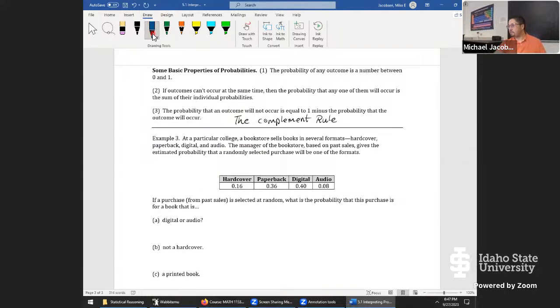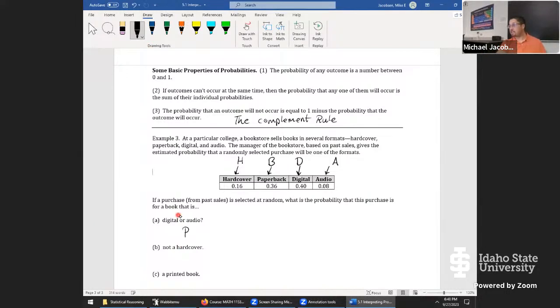So here's how we start off this problem. Let's start coding these up. We can call this H for hardcover. I probably wouldn't call that P because we use P for probabilities. So how about B for paperback? Then this can be D for a digital book and A for an audio book. So part A is asking for the probability of digital or audio.